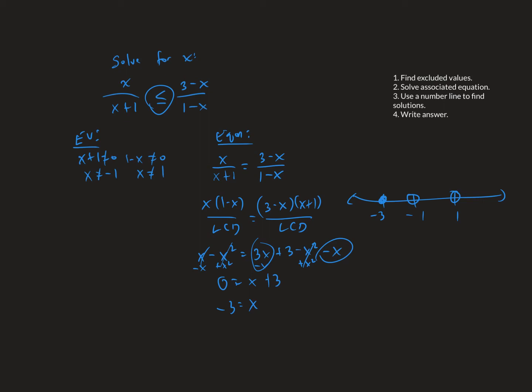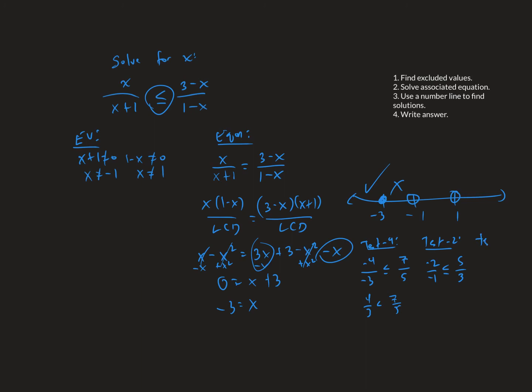So let's test negative 4. That will give me negative 4 over negative 3, less than or equal to 3 minus negative 4, which is 7, over 1 minus negative 4, which is 5, so 7/5. So 4/3 is less than 7/5. So that's 1.3 repeating is less than 1.4. So that is true. I'll test negative 2. So negative 2 over negative 1, less than or equal to 3 minus negative 2 over 1 minus negative 2. So 2 is less than 5/3, not true.